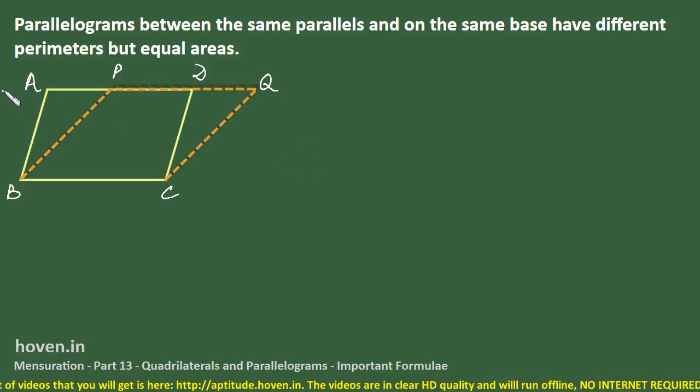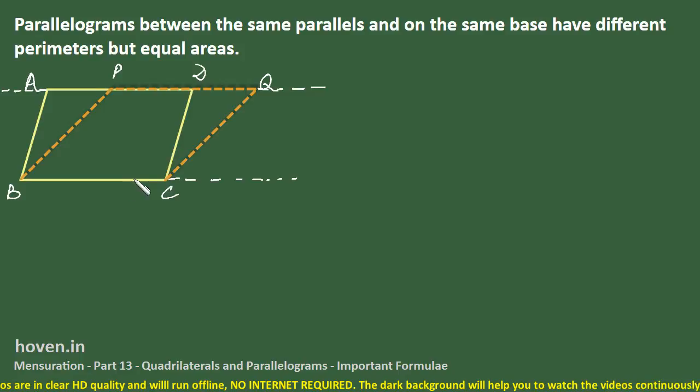So if we extend this parallel line like this, then we can see that both the parallelograms are within the same parallels. Like this, this is the parallel for the base and this is the parallel for the other side, and both the parallelograms are on the same base and between the same parallels.